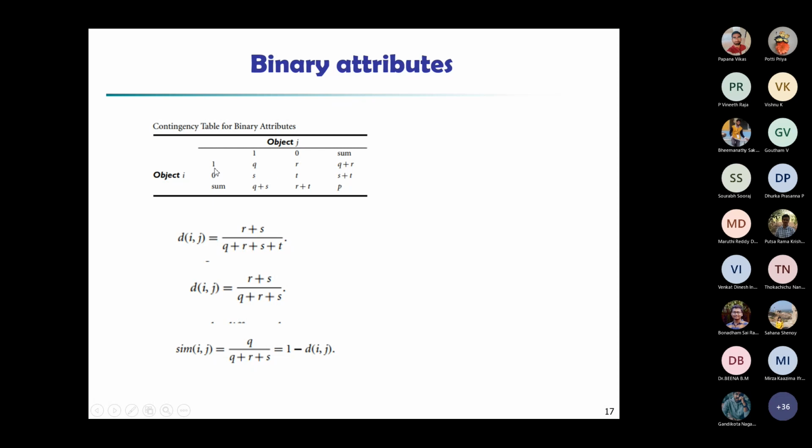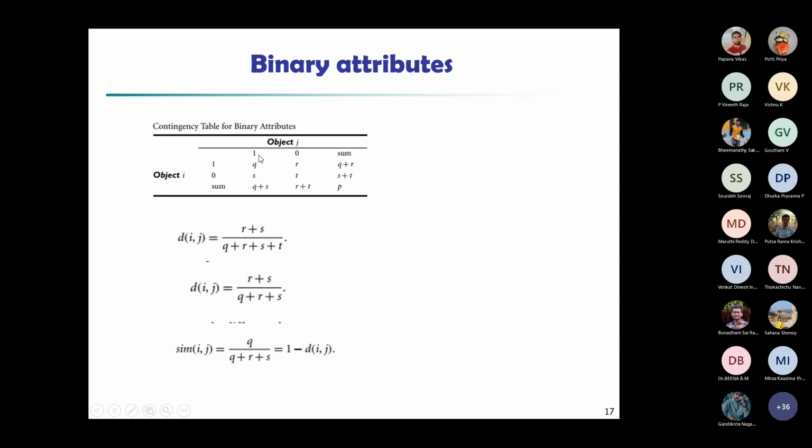So what are they? When you compare object I and object J, how many attributes have 1 and 1, that is, both object I and object J have the value 1? That count becomes your Q. Now if it is 1 0, that is, object I is 1 and object J is 0, the count of how many attributes like that we have is your R.